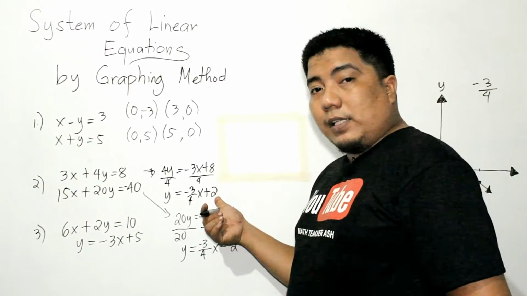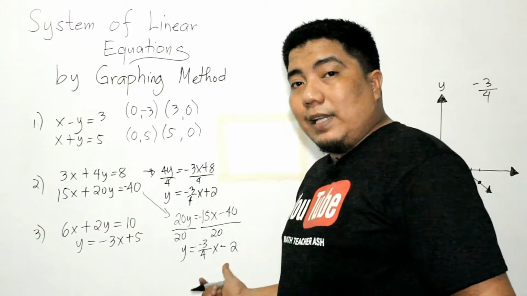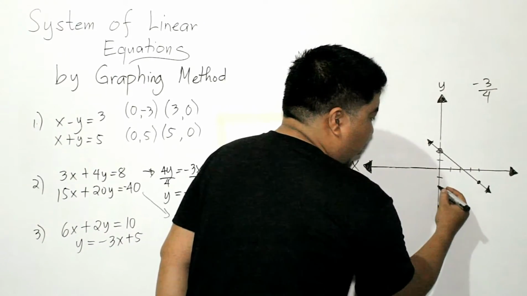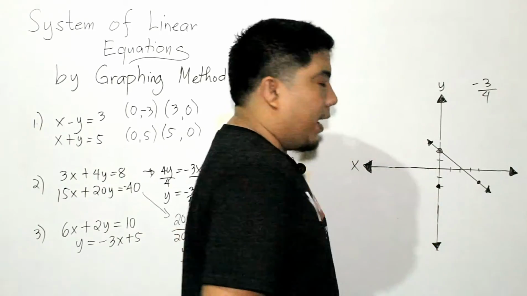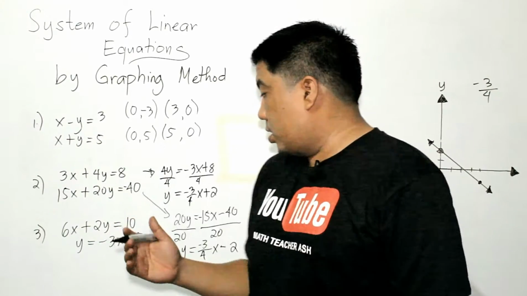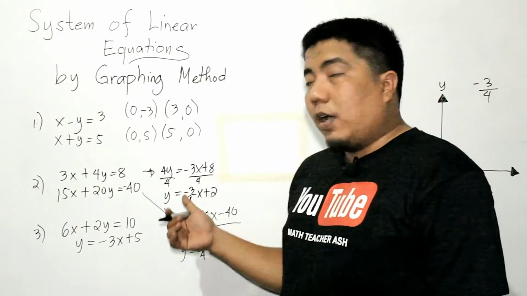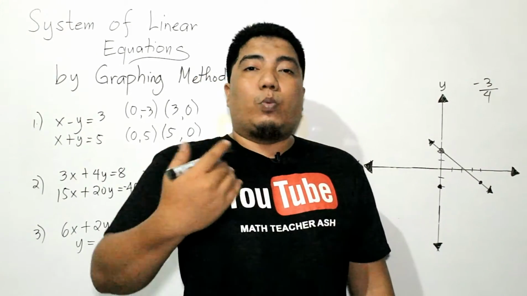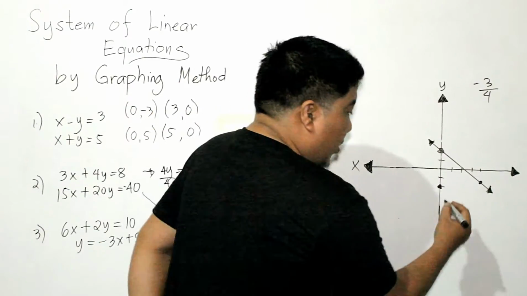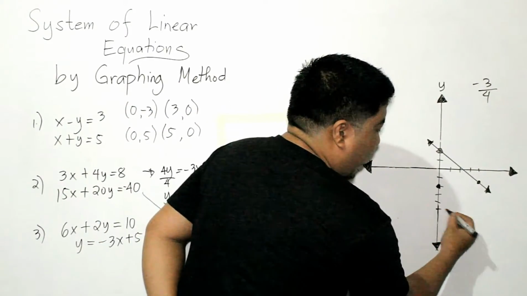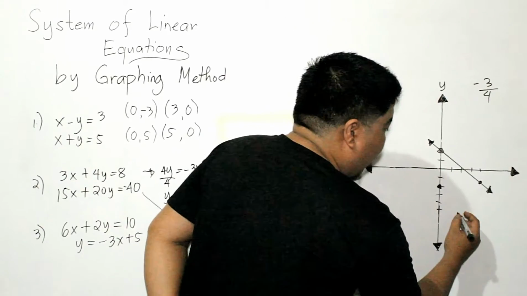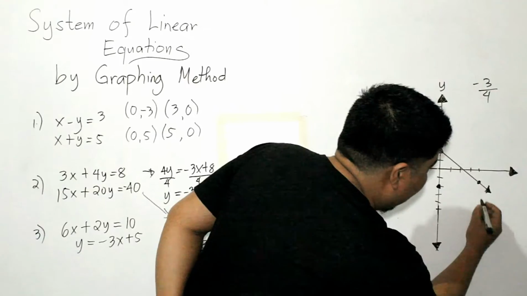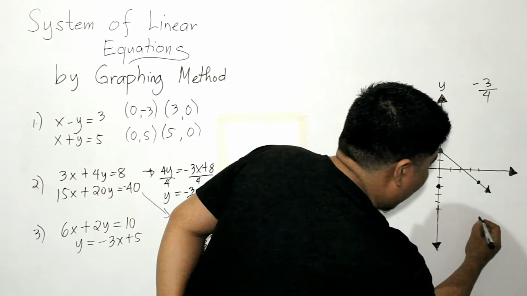So, our y-intercept here is negative 2. Unlike earlier, it was positive 2. So, negative 2 is located here. 1, 2. Okay, that is here. And since our slope is the same as our first equation, negative 3 over 4, it means that we will go down 3 units. So, 1, 2, 3. Okay? And then we run 4 units. So, that is here. That is aligned to our 4.